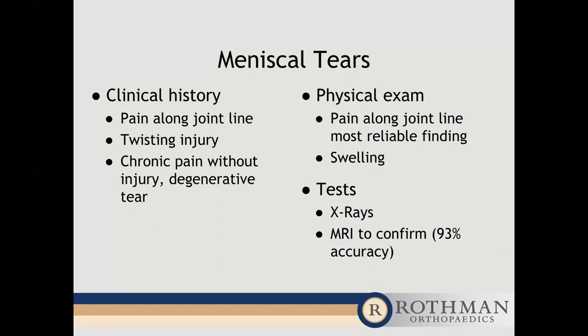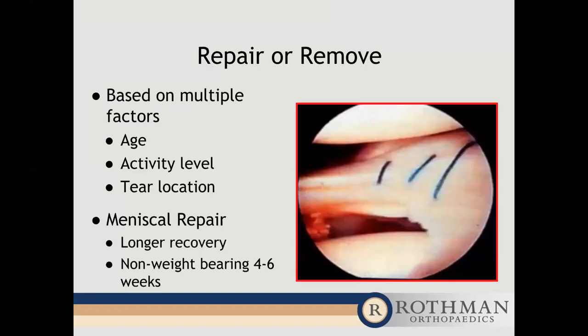At that point, we have to make a decision whether we're going to be going in there surgically or we're going to try to treat non-surgically. So how do we decide if we're going to repair or remove the meniscus? That is a tricky one. It's usually based on age more than anything. We want to look at the patient's activity level, and we want to see where the tear is.